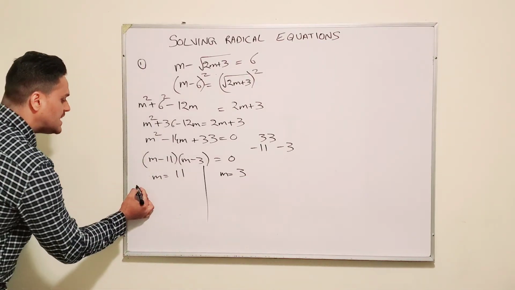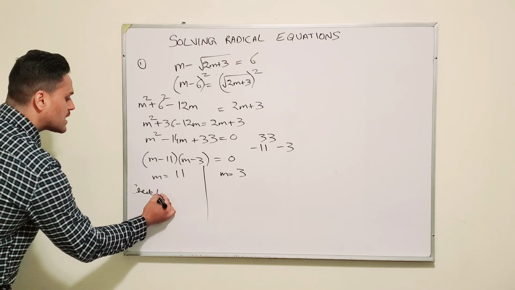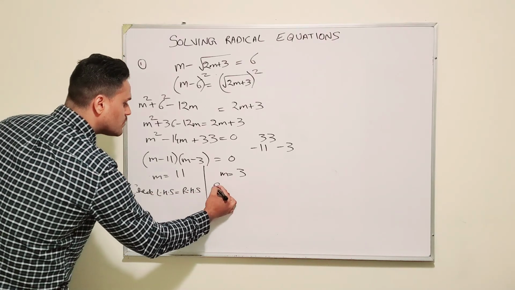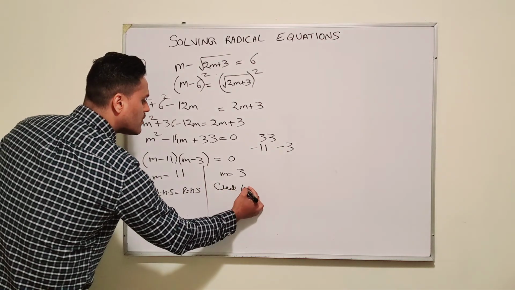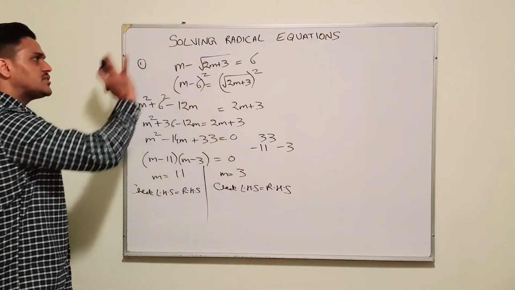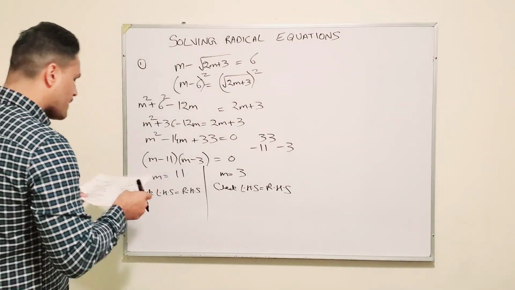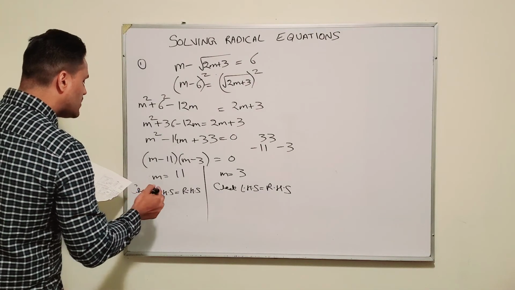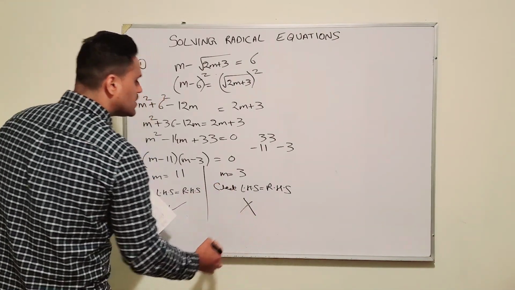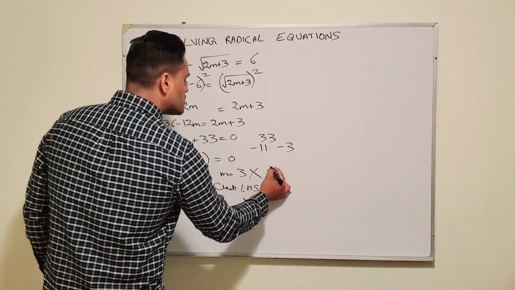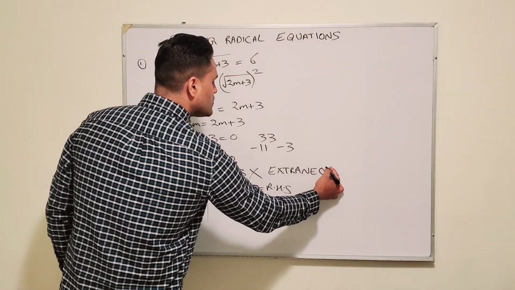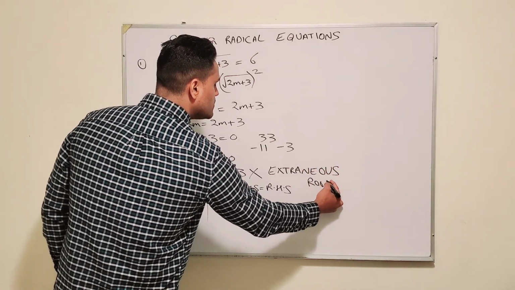Again, folks, for each one of them, we need to check if our left hand side is equal to our right hand side. Same for this one. I'm going to let you guys do that on your own. Okay, I have the answers with me. So m is equal to 11 is going to work out, and m is equal to 3 is not going to work out. So this is going to be my extraneous root.